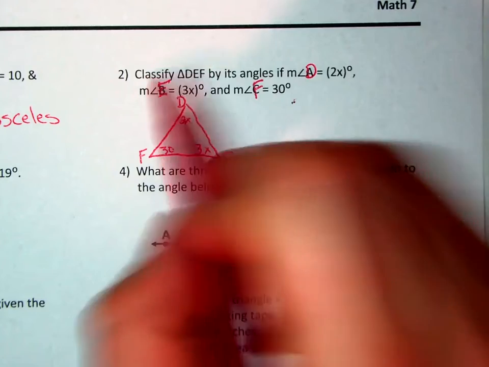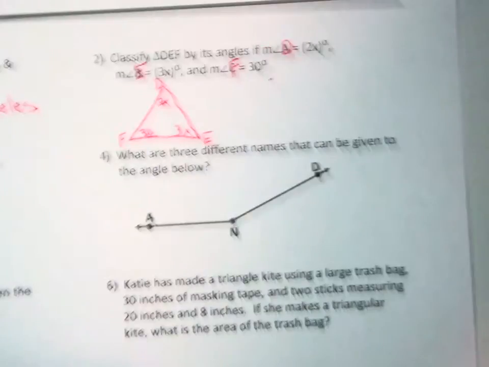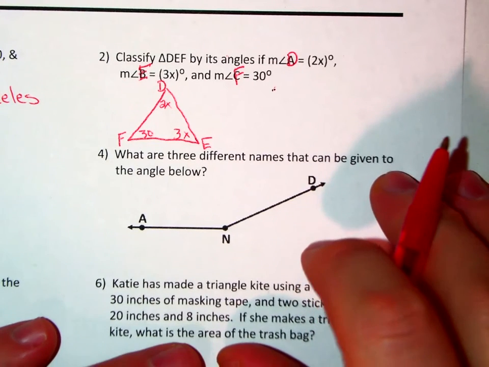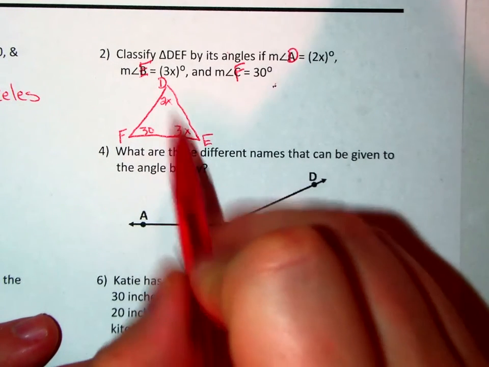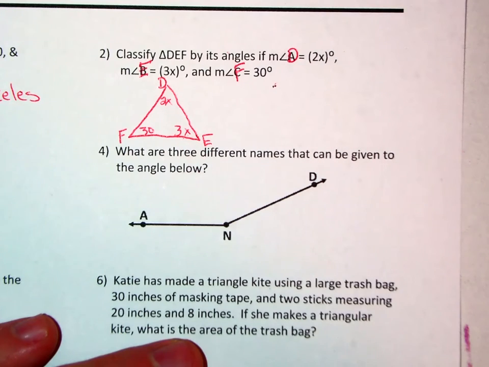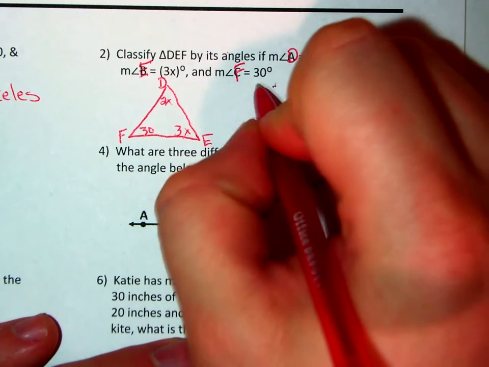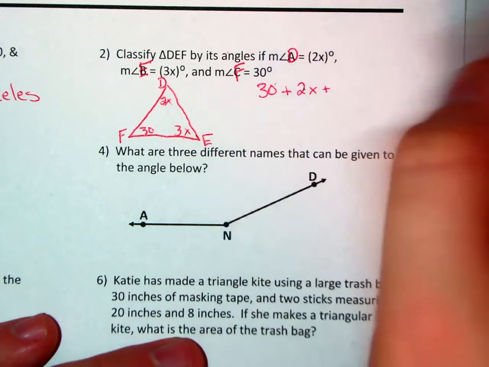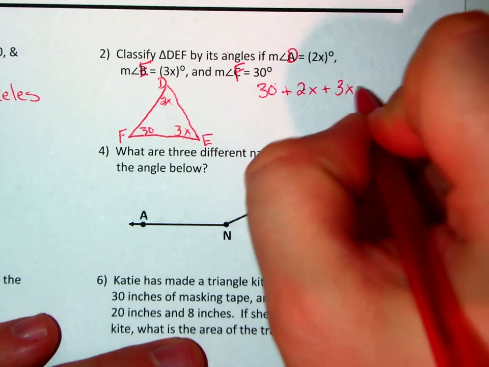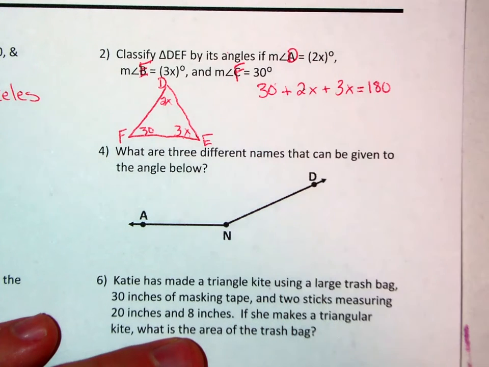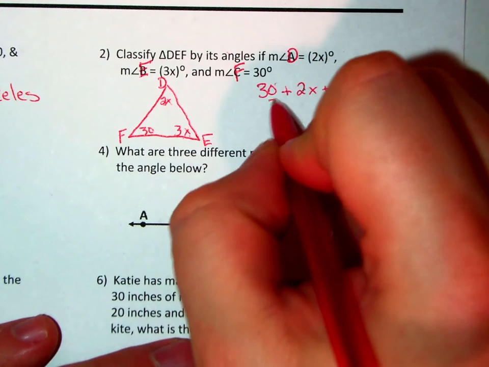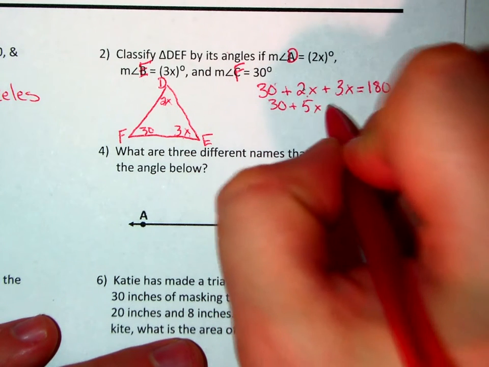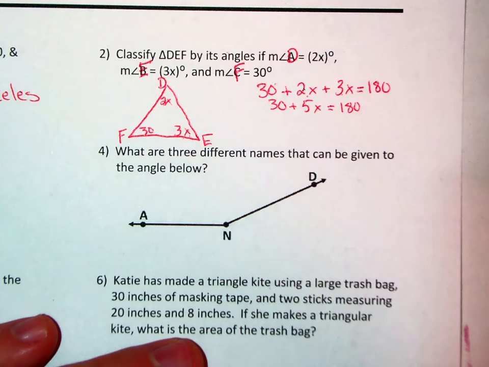Before we can classify a triangle by its angles, I need to know the measure of each angle. And I can only do that by using the triangle sum theorem. Remember that the 3 interior angles of a triangle all add up to 180 degrees. So 30 plus 2x plus 3x must equal 180 degrees. Combine my like terms, so 30 plus 2x and 3x would be 5x equals 180 degrees.